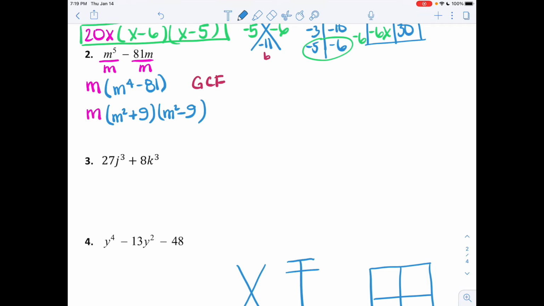Now we already decided that m was a monomial term, so we can't factor it anymore. But we need to look at the other two factors, m squared plus 9 and m squared minus 9. So notice that m squared is another perfect square. 9 is the perfect square of 3. But we need to take a closer look at these plus and minus signs.